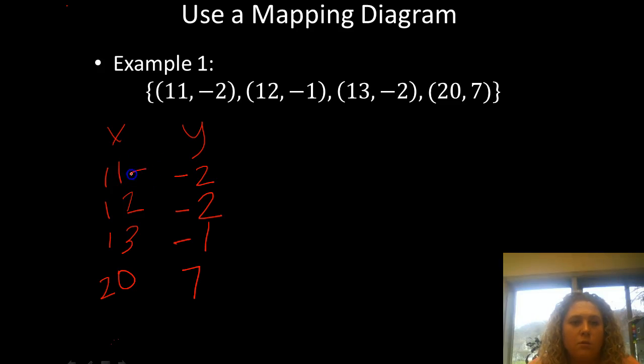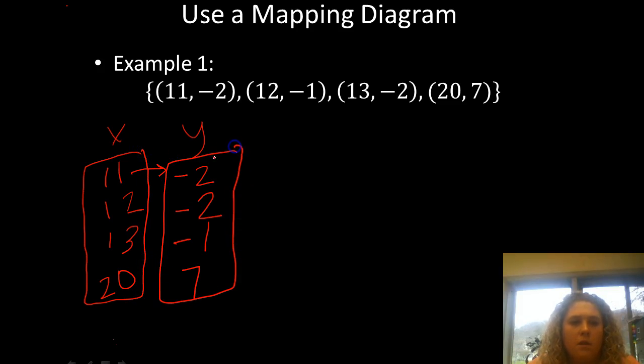So 11 goes with -2. Really, these should have their own boxes. 11 goes with -2, 12 goes with -1, 13 goes with -2, and 20 goes with 7. Oh man, I can't have duplicates. So I'll just scribble it out.